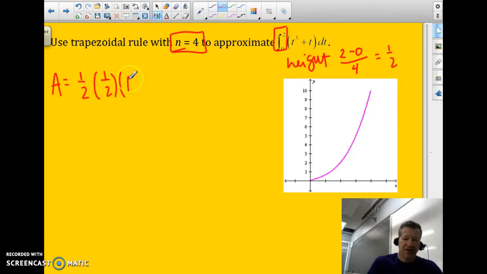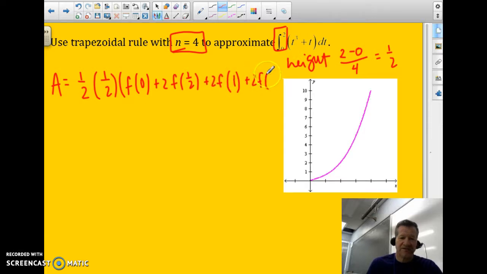So we're going to go f of, starting at 0, plus 2 times f of, think of what this would be. The heights are all a half, so the bases will be a half apart. So if that's 0, this will be a half, plus 2 times f of 2 halves, or 1, plus 2 times f of 3 halves, and finally plus f of 2. Notice there were 4 trapezoids. The first one had 2 bases, second one had 2 bases, third one had 2 bases, fourth one had 2 bases. There ended up being 5 bases altogether. Once again, it's concave up, so my approximation is going to be a little bit high.